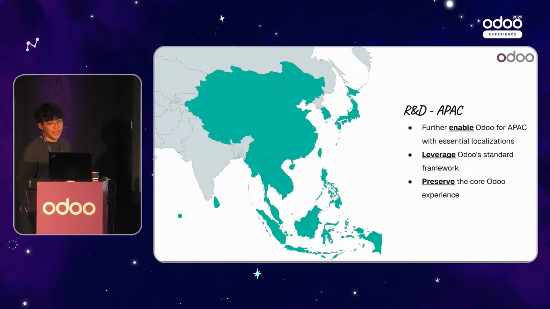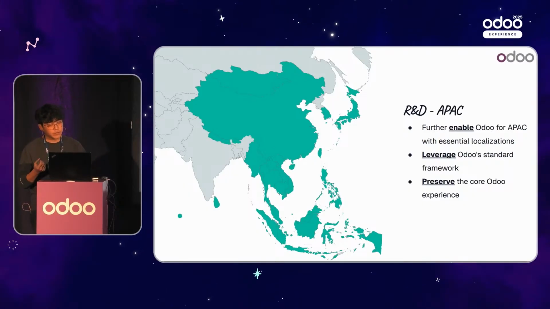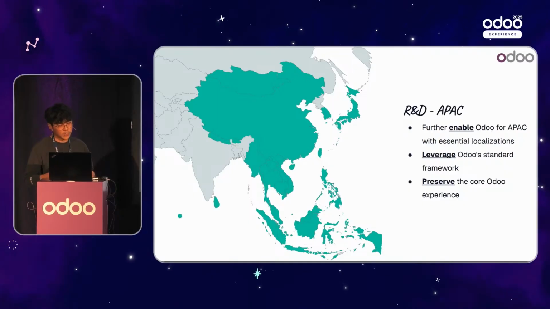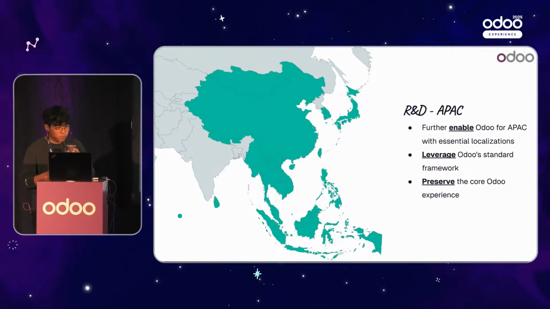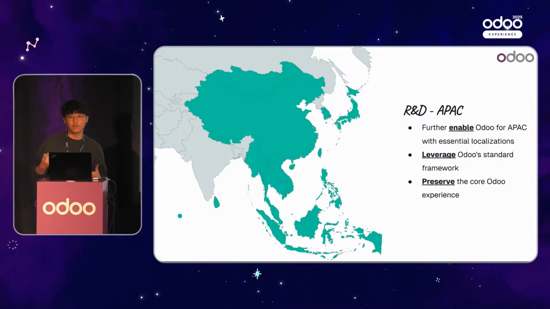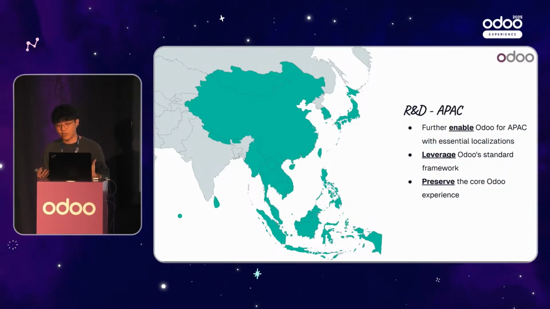So who is the team behind it? Here today I am representing the R&D APAC team, which is the team responsible for the localization. But what we do is we do not reinvent the wheel, we do not develop something new. We further enable Odoo for the APAC region by localizing the product with the essential localizations.